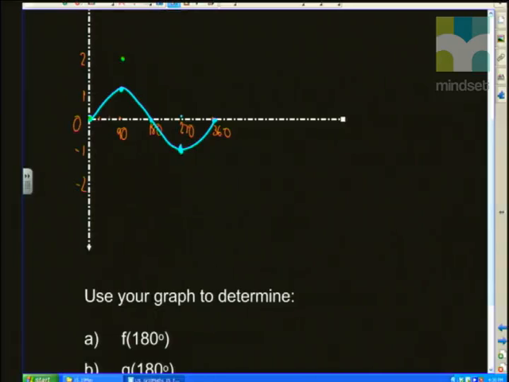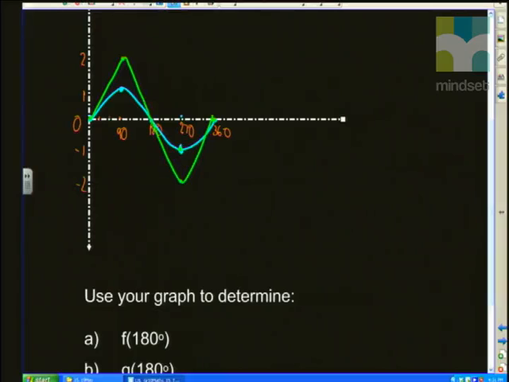At 270, we know that the y value is -1, but we're going to times that by 2, so we're going to get a point at (270, -2). And then at 360, 0 times 2 is going to stay as 0. So therefore my new graph is going to be a stretched version of the original graph.